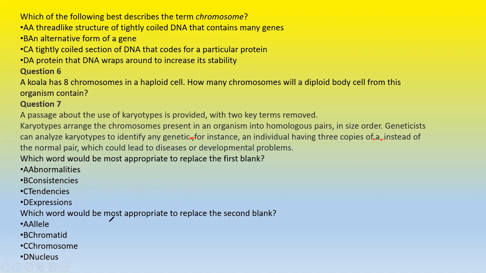Okay, which word would be the best to replace the second blank? Here it says an individual having 3 copies of blank. We are talking about chromosomes, so 3 copies of a chromosome, or allele, or nucleus, or chromatid? I will talk to you about the allele in the next session, God willing. Okay, of course it is the chromosome.